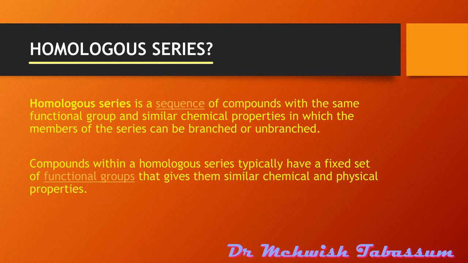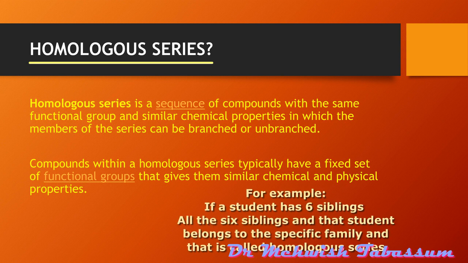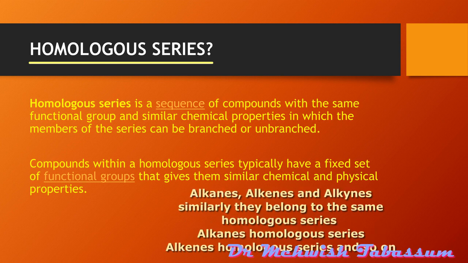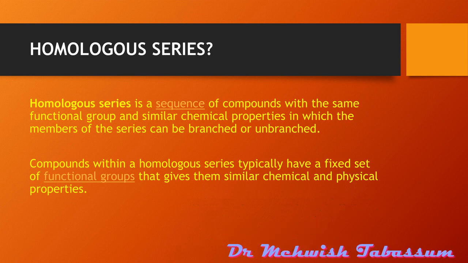How can we relate homologous series to our daily life? Suppose, for example, a student has 6 siblings, so all the 6 siblings and that student belong to a specific family. That family is called homologous series. His family is called his homologous series and he belongs to that homologous series, right? Alkane, alkene and alkynes similarly belong to the same homologous series, that is called alkanes homologous series, alkenes homologous series, and alkynes homologous series.